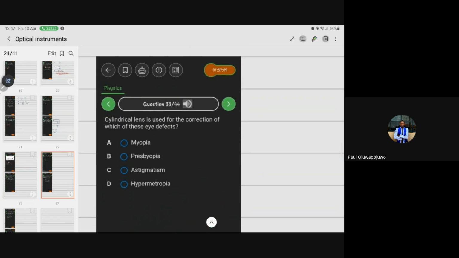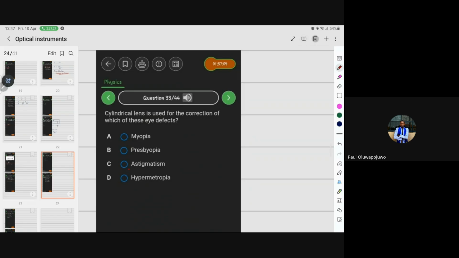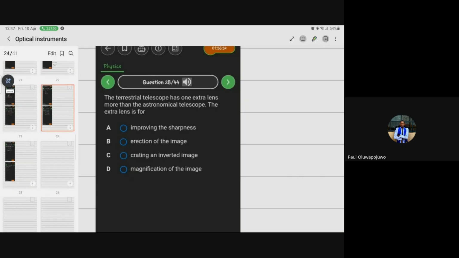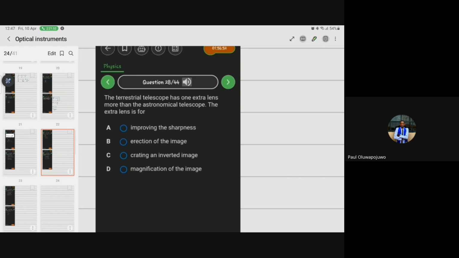Then the next one says cylindrical lens is for what? Astigmatism. Hope you are following, guys. Then for this one, we have: terrestrial telescope has one extra lens more than the astronomical telescope. The extra lens is for what? I want you guys to answer this one now. What's the answer to this one? The terrestrial telescope becomes longer because of something. Let me quickly review for you guys again.